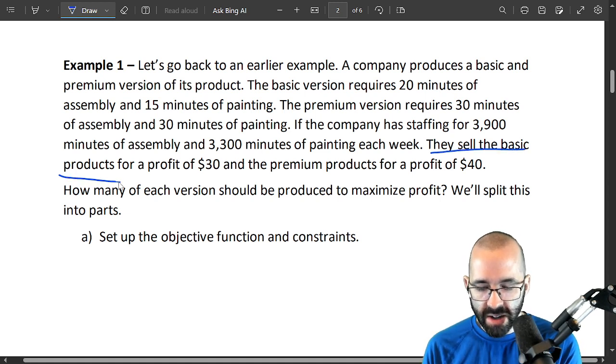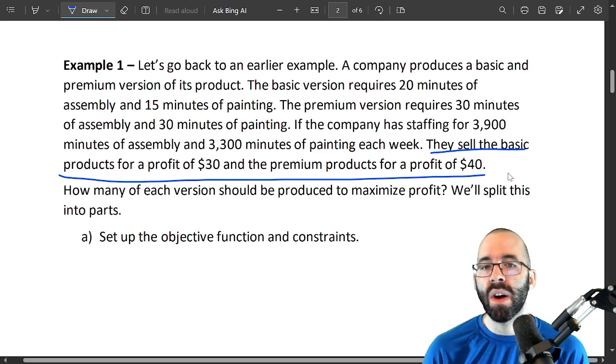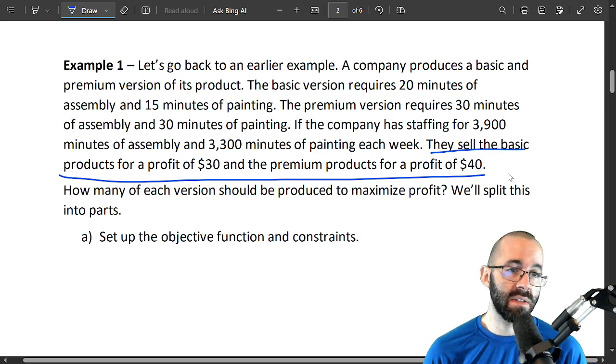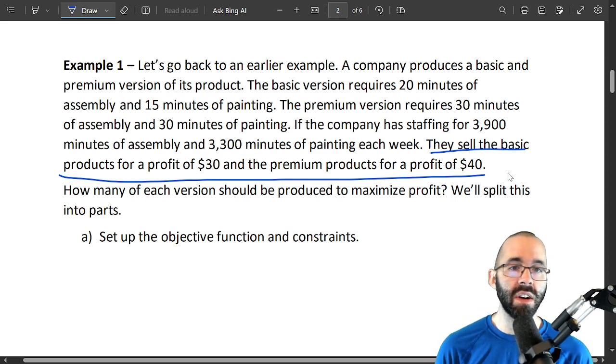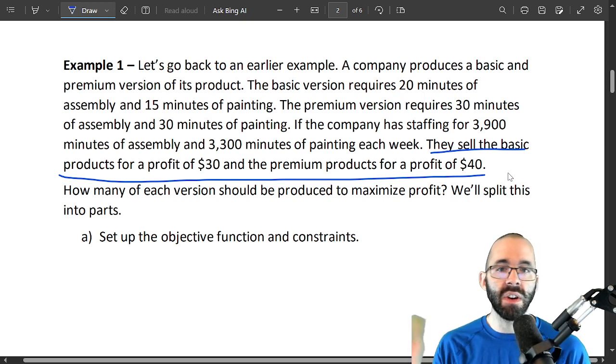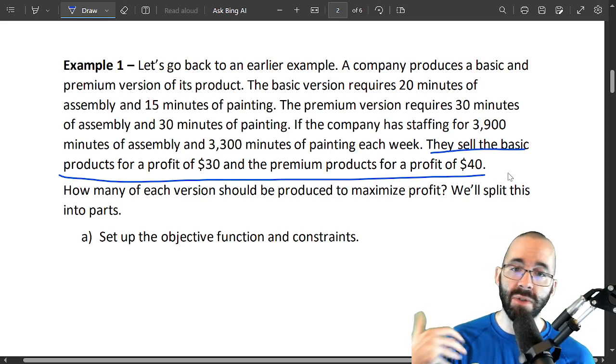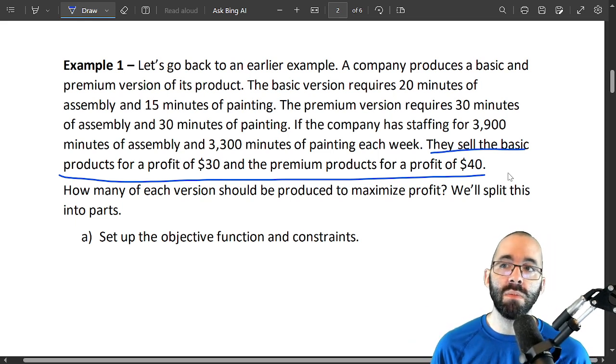They sell the basic products for 30 bucks of profit and the premium products with a profit of $40. So the question is, okay, we know all the different combinations, right? We graphed that in the last section, all the different combinations of basic and premium products that we could make. If this blue underlined new information is the case for profits, what production should we do to maximize those profits?